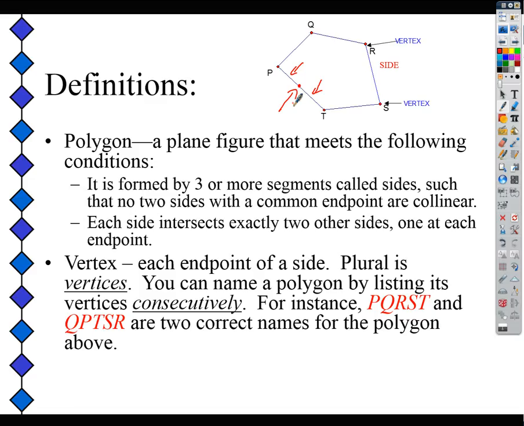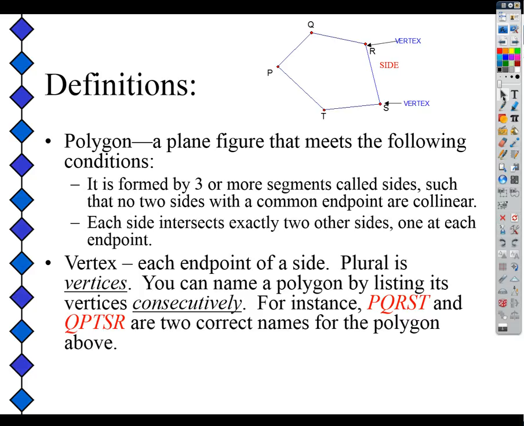So the endpoints have to make sense in that they have to describe a place where the sides turn from one another at least a little bit. They can't form a straight angle. Can't be collinear. Each of these sides has to intersect exactly 2 other sides. So notice up here in this polygon that each of these vertices only connects 2 sides. You can't connect more than 2 sides. If so, it becomes a weird shape and it's not classified as a polygon.